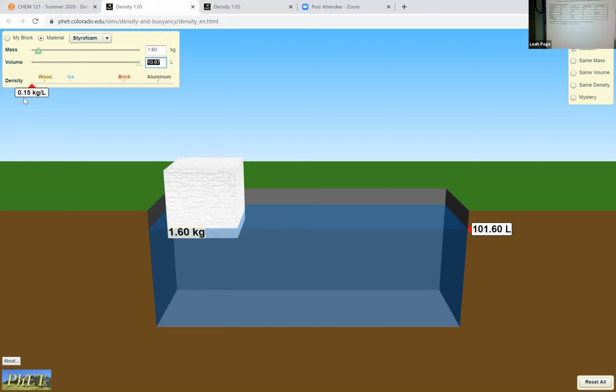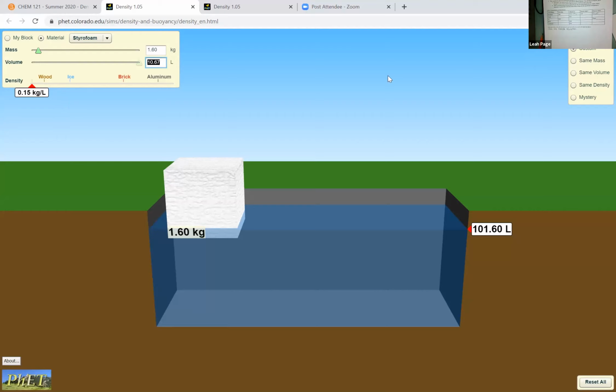Then the last column of the first table asks, does this piece of styrofoam sink or float? In this case, it's going to float. And it makes sense that it floats, because we know that the density of water is what, guys? More. It's 1. So water is more dense than the styrofoam, just because we can see the numbers are different. And then it makes sense that it floats.